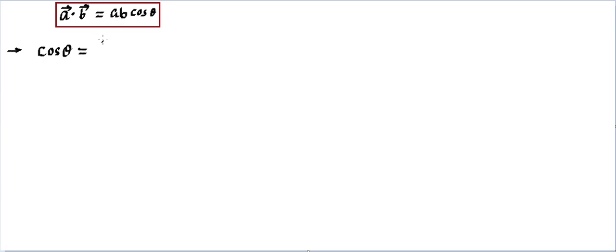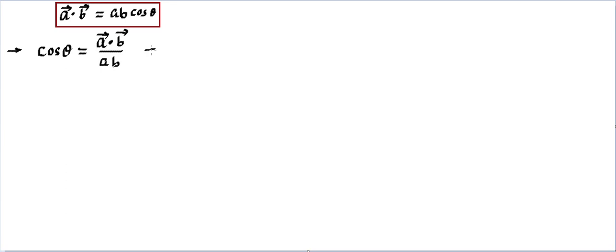So it will become a dot b divided by ab. That means magnitude of a, magnitude of b. So this is a formula that we can use to find out the angle between two vectors a and b. We are going to use this formula extensively whenever the angle between two vectors is going to be required.